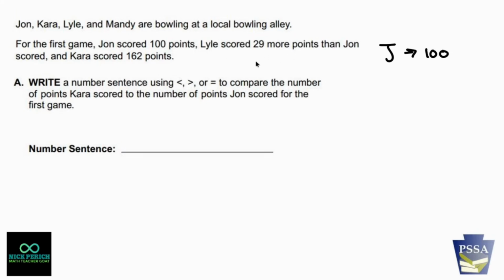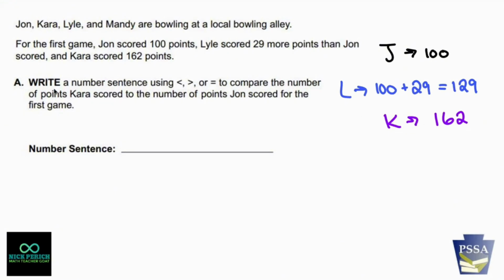Lyle scored 29 more points. So Lyle is going to be 29 more than John. John was 100, and so 29 more than that means we're going to add 29 to 100. Either type in a calculator or just know that 100 plus 29 is 129. So Lyle is 129. Kara is 162. Okay?